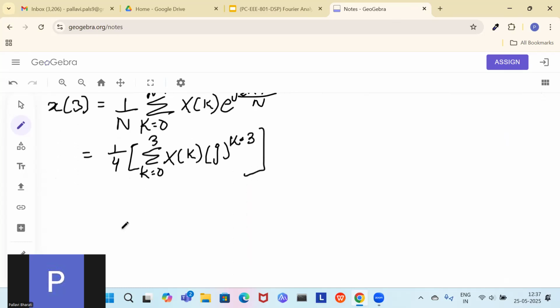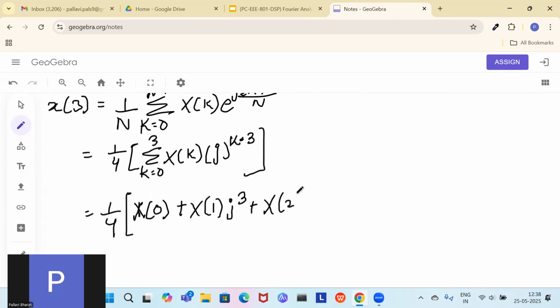Now 1 by 4, x0 was 1. So I'll write it first, x0, then x1 into j cubed, x2, raised to the power 3. Now k value will be 2, so j will be j to the power 6. Now k value is 3, so j will be j to the power 9.